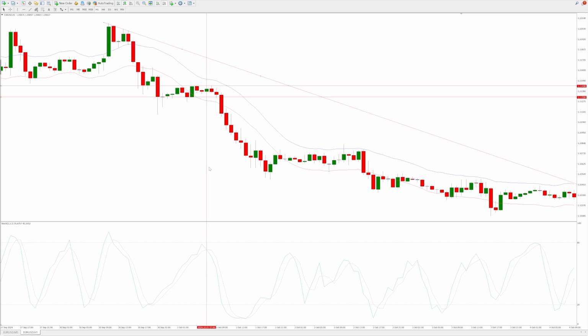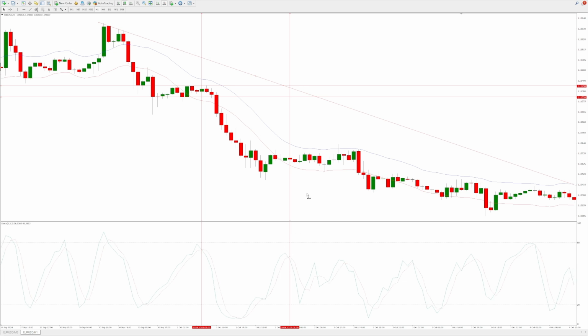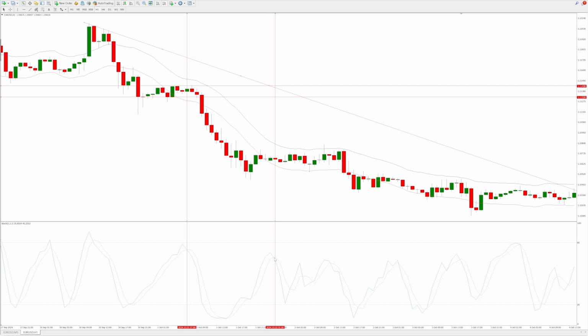But you can see there's multiple examples to use the stochastic. So that's the one there. You could have used it crossover around here. However, you're not that close to the overbought zone. We are above the 50 line, which is still considered, you know, an area where you'd want to look for crossovers.